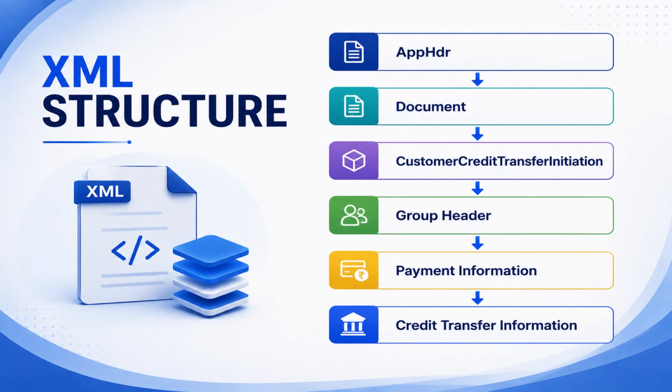XML structure. The pain.001 XML follows a hierarchical structure. At the top is the Business Application Header, or AppHdr, which carries technical routing information. Next comes the document element. Inside the document is the Customer Credit Transfer Initiation message. This contains the group header, followed by one or more payment information blocks, and finally multiple credit transfer transaction details. Each level adds more business information to the payment.